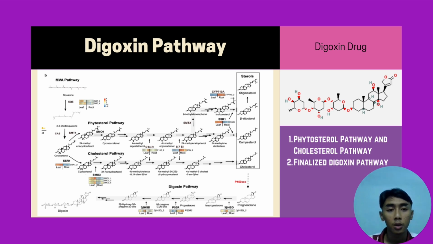Then 24-methylene cycloartanol is converted to a diol intermediate by an unknown enzyme. The diol intermediate is then converted to 24-ethylene lophenol by SSR1, and the overall pathway of synthesis of digoxin is shown in this figure.